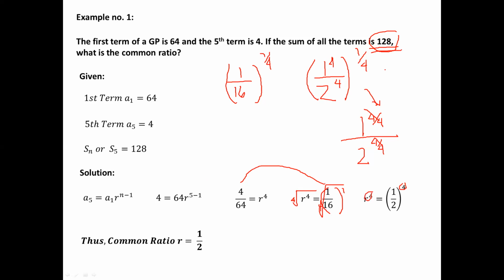Okay, let's proceed to our next example. Sample number 2. Malinaw ba yung example number 1 kung paano ko nakuha yung 1 half na sagot? Opo, ba? Okay, so let's proceed to example number 2. Find the sum of the first 6 terms of geometric sequence in which a sub 1 is equal to 5 and r is equal to negative 2. So pinapahanap yung unang 6 na term ng geometric sequence natin na kung saan ay pinangungunaan ng a sub 1 which is equal to 5.